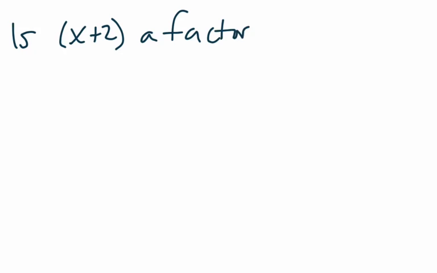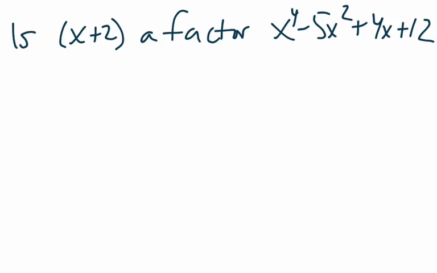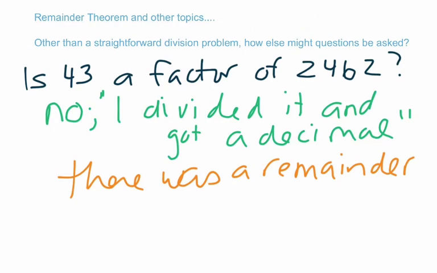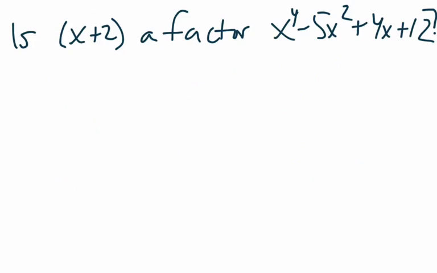So consider this question here. Is x plus 2 a factor of x to the 4th minus 5x squared plus 4x plus 12, which is a problem from last class. It was one of the practice problems. Oh, I should put a question mark out here. There's a question mark. Okay, and you would answer it the same way. So if I asked you, is 43 a factor of 2,462, and you take this number and you divide it by the potential factor, you will do the exact same thing here.